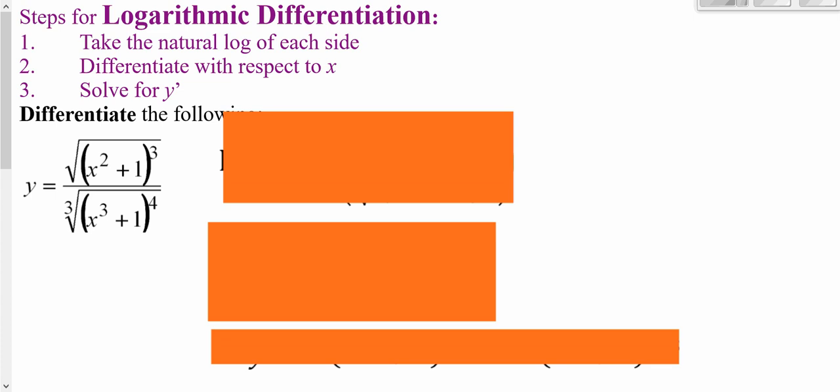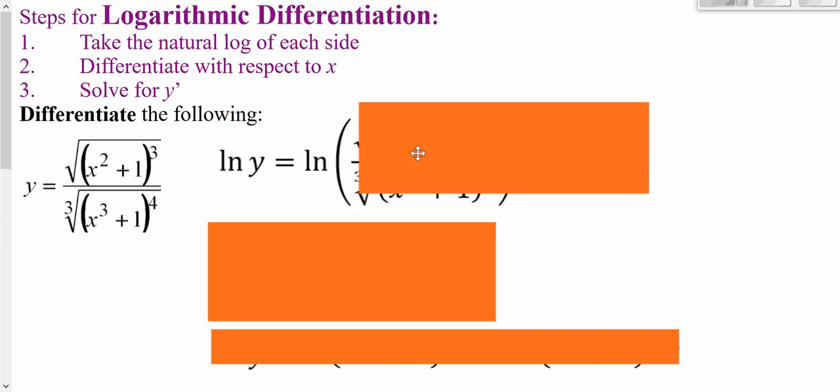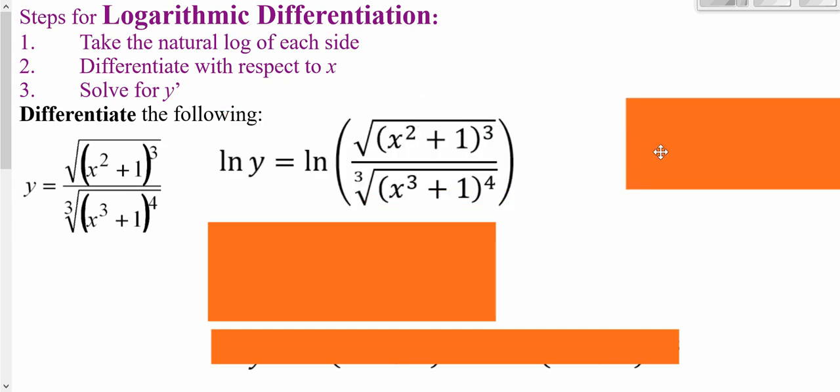Now, this problem here does not have any logs in the problem. But sometimes if you apply a log, you can then use properties of logarithms, and it's going to make it a lot easier. Does it always make it easier? No, but sometimes it makes it a lot easier. So when you're dealing with logarithmic differentiation, you're not starting out with logs, so you just apply a natural log to both sides. So once again, no calculus. All we're doing is properties of logarithms.